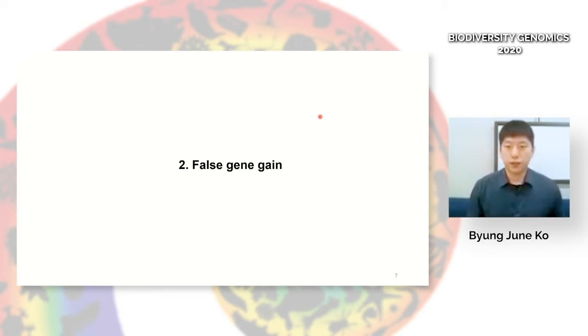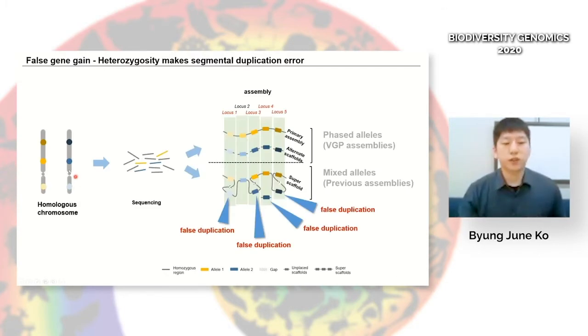In this presentation, we'll talk about the false gene gain caused by a specific type of assembly error, false duplication. It is well known that heterozygosity can cause false segmental duplication during assembly. The divergent alleles at the same locus can be assembled in the same chromosome or super scaffold, or as a different scaffold. Then we can see false duplication if these alleles are mixed. The VGP assembly, which is the phased assembly, excludes the false duplication.